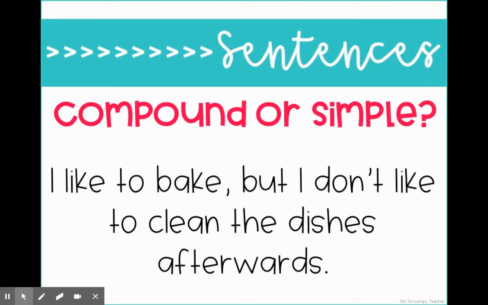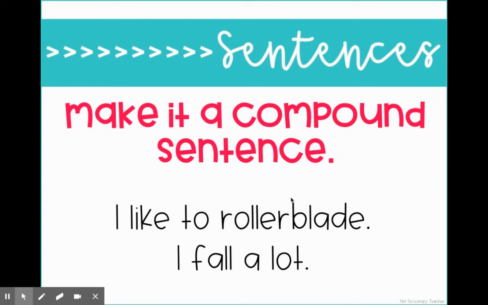I like to bake, but I don't like to clean the dishes afterwards. This is an example of a compound sentence. We have one simple sentence, I like to bake, and another one, I don't like to clean the dishes afterwards. And then we have that comma and conjunction in between.